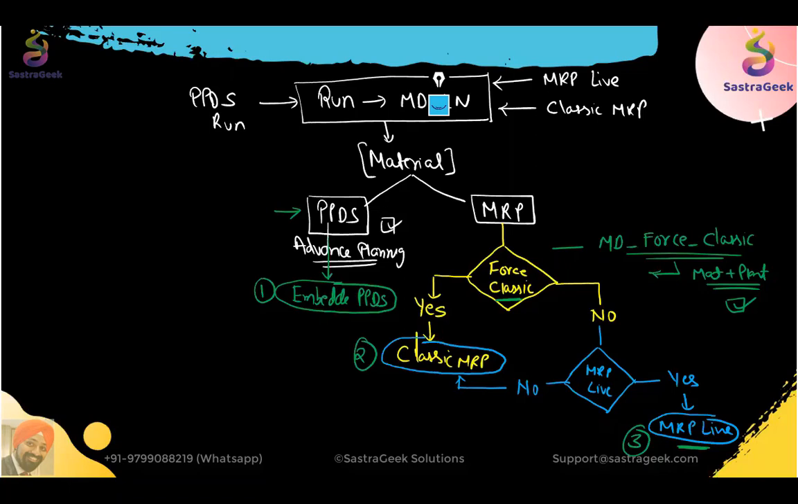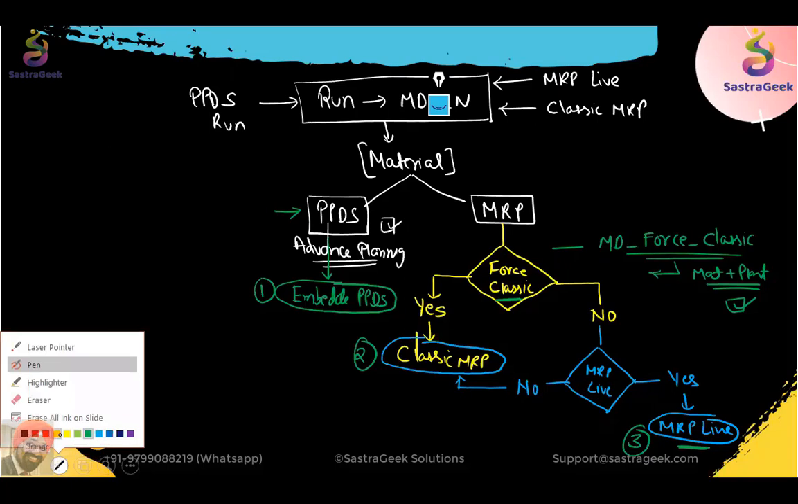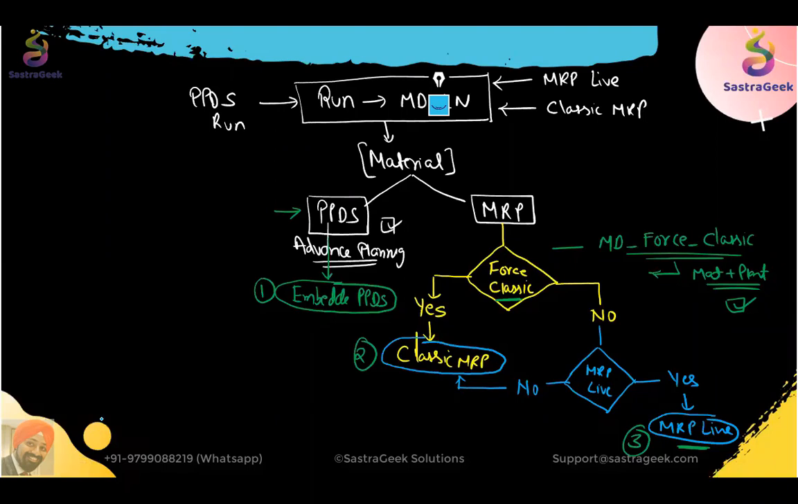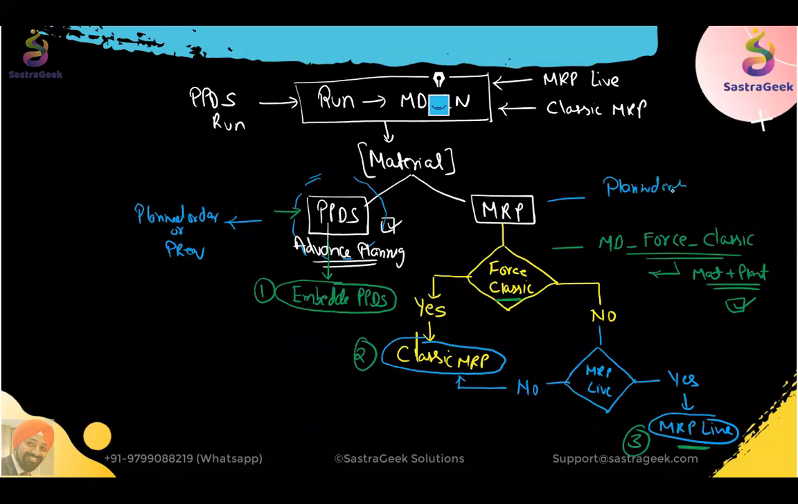No, I can quickly answer it from here. PPDS is also kind of another run. When you are running MD01N for PPDS and MRP, both are planning engines. What would be the output of PPDS? The output of PPDS would be planned orders or purchase requisitions. What is the output of MRP? MRP output is also planned orders or purchase requisitions.